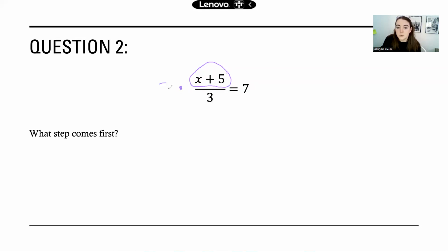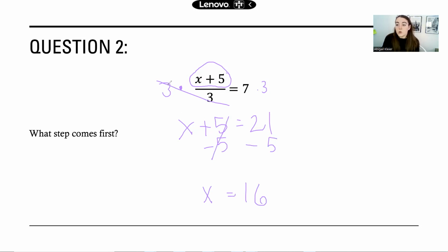What that would look like is multiplying both sides by 3, which will leave us with x plus 5 equals 21. Now we can do our final step of subtracting 5 from both sides in order to fully isolate that variable. So again, when looking at this problem, keep in mind that we normally do addition or subtraction first, but if there's ever a situation where multiplication or division is blocking our addition or subtraction operation, then we want to take care of that multiplication or division first.